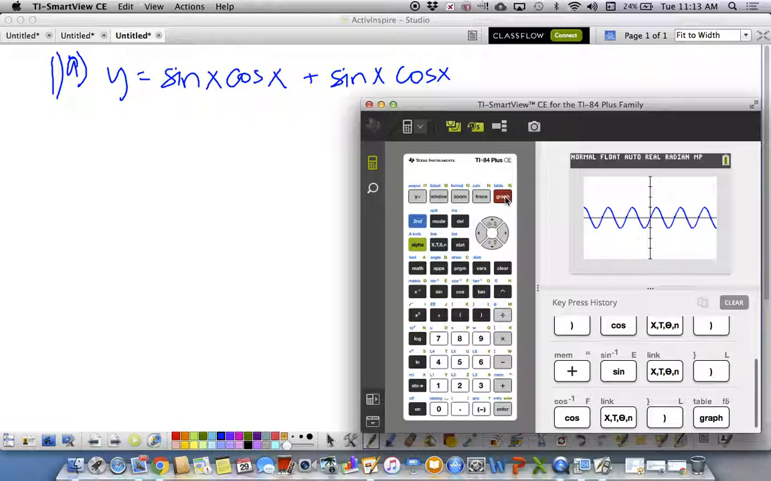You need this worksheet, you need a calculator. And then we're going to write this equation.